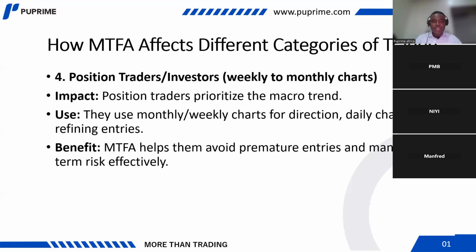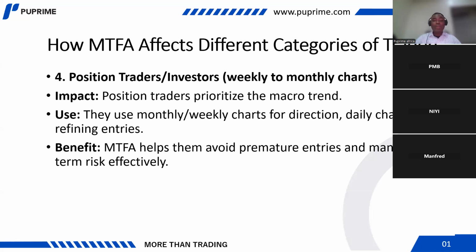Four, position traders or investors, weekly to monthly charts. Impact: position traders prioritize the macro trend. They use monthly and weekly charts for direction, and daily charts for refining entries. Multi-time frame analysis helps them avoid premature entries and manage long-term risk effectively.